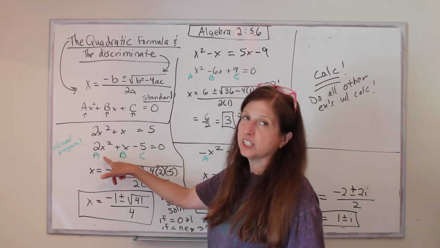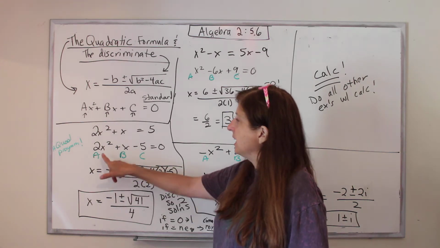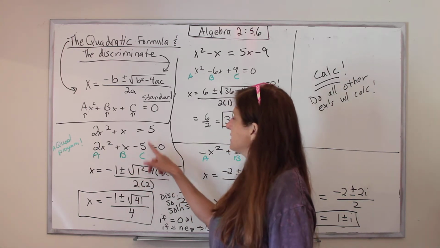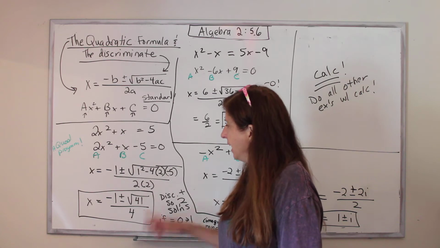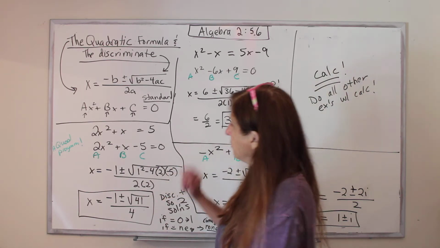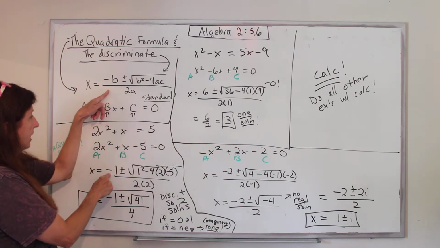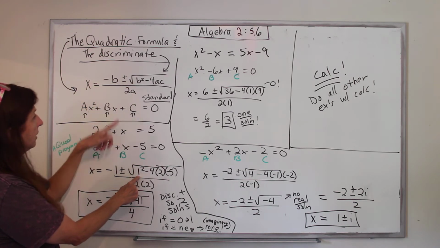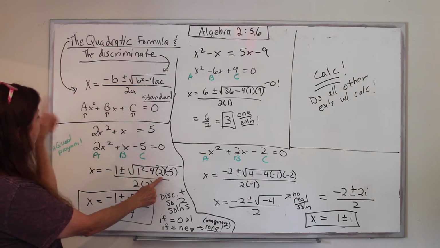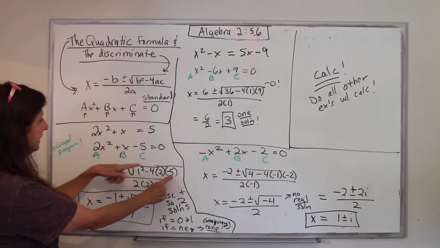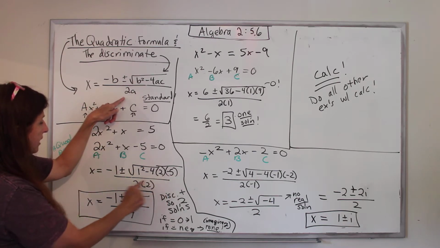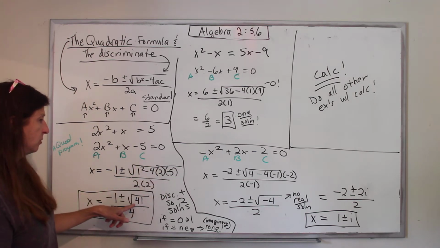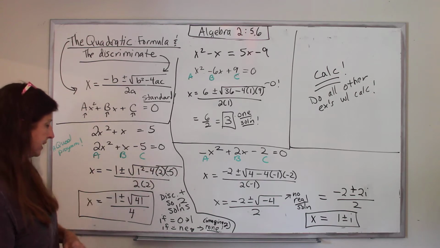Then you label the coefficients. The coefficients are A, B, and C. So A is 2, B is an understood 1, and C is a negative 5. And then you put it into this formula. So negative B, that's negative 1, plus or minus the square root of B squared, 1 squared, minus 4 times A, which is 2, times C, which is negative 5, divided by 2 times A. So 2 times 2 is 4, and under the radical, 1 squared minus 4 times 2 times negative 5 turns out to be 41.